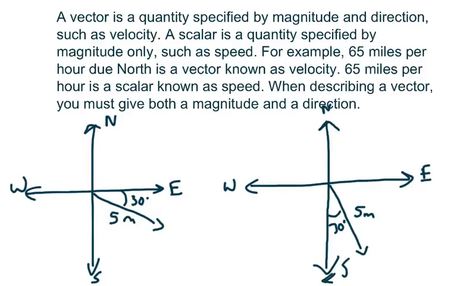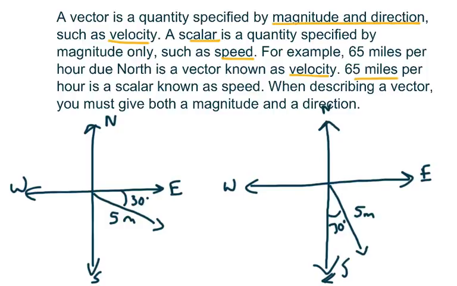A vector is a quantity specified by magnitude and direction. You have to have both magnitude and direction, and that would be something like velocity. A scalar is a quantity specified by magnitude only, and that goes with something like speed. So for example, 65 miles per hour due north is a vector known as velocity, and the 65 miles per hour is a scalar known as speed.